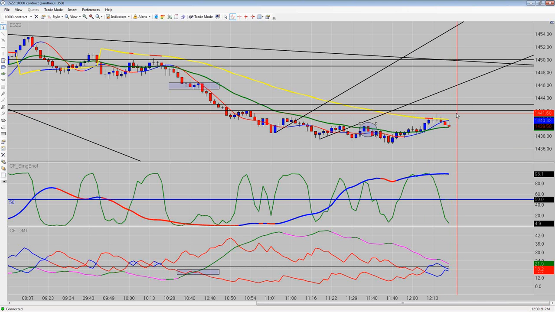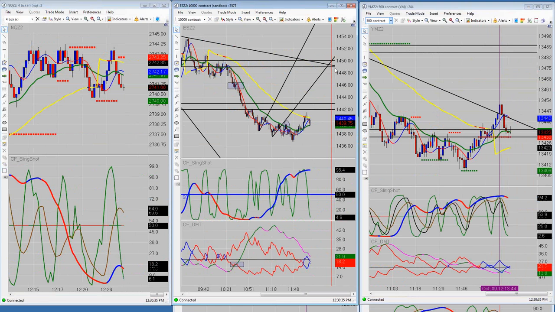It closed the window of opportunity, which is the space between the BBC and the MA1. It's already done that. The BBC, by the way, is this green line, and the MA1 is this red and blue line. That was pretty much it. That was all the opportunity on the ES, not a whole bunch of it.